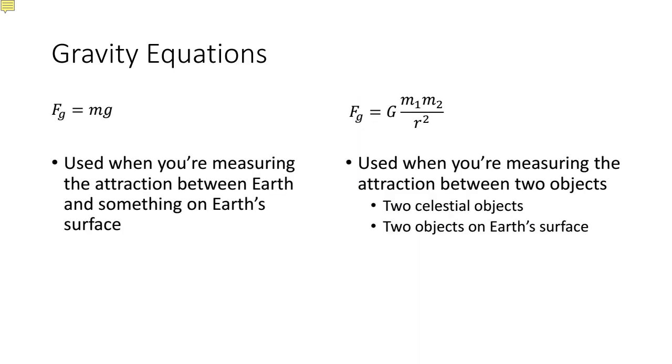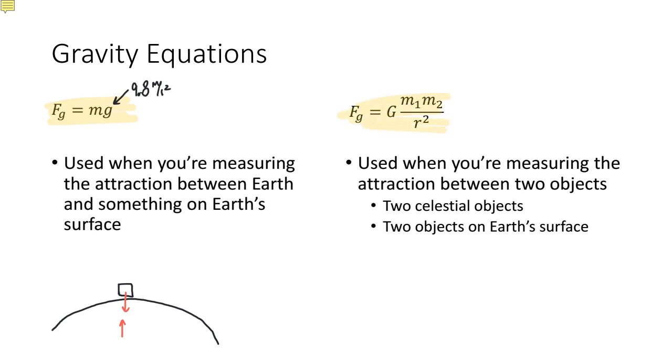A common question I get is, when do you use each of the two equations? This gravity equation here, force of gravity is mass times the acceleration of gravity, or 9.8 meters per second squared, is used when you're measuring the attraction between Earth and something on Earth's surface. So if here's the Earth's surface, and on its surface there's an elephant, let's pretend, you would use this equation to measure the attraction between the elephant and Earth.